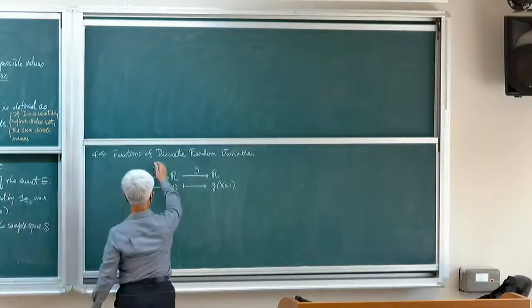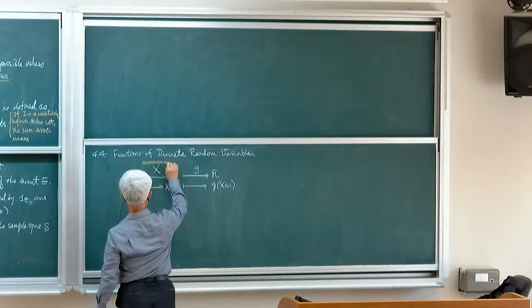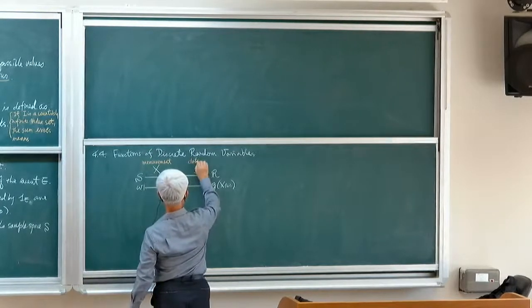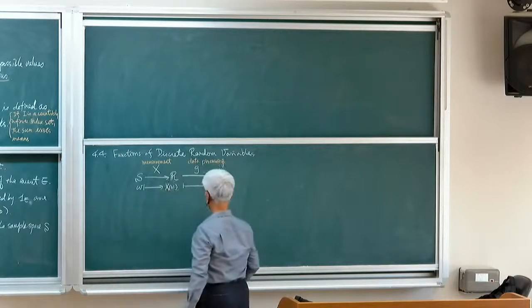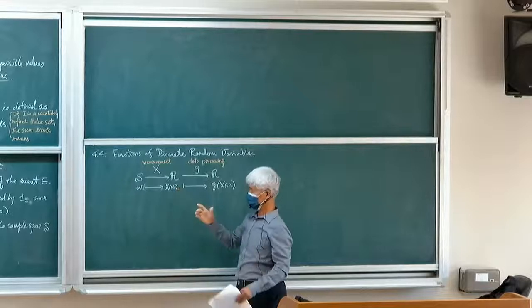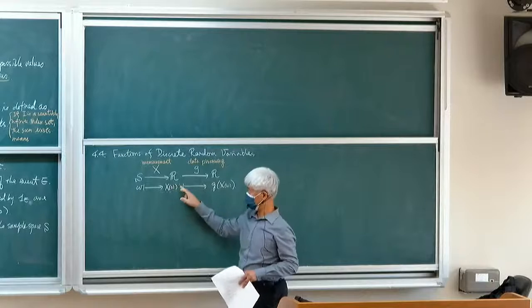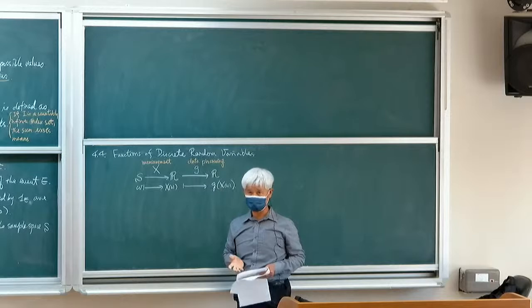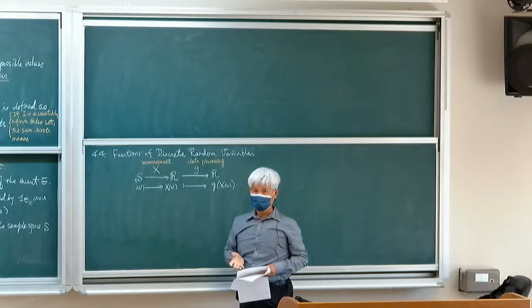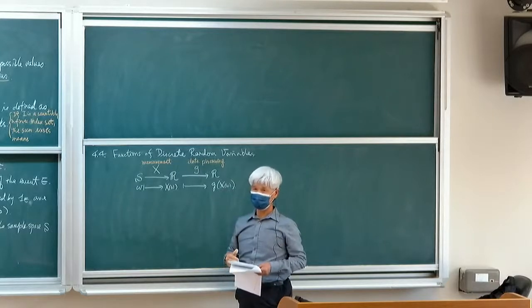So this is the measurement, and this is the data processing. For example, we may take the absolute value of this feature, or we may take the square of this feature. So there are a lot of data processing functions, and the data processing function can be any real valued function.